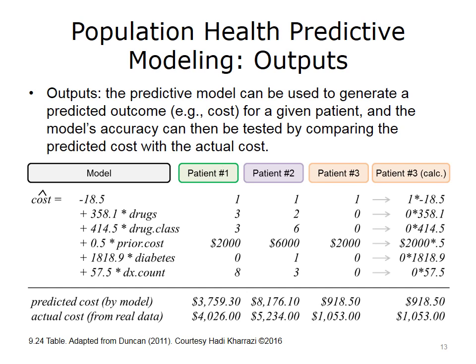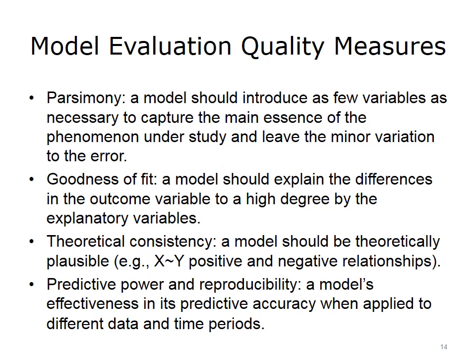Now, if the actual cost of all these patients is available, you can compare the predicted cost with the actual cost and evaluate how well the model is performing. For example, for patient 3, the predicted cost of $918.50 is lower than the actual cost of $1,053. Population health models need to be evaluated frequently to ensure high power and accuracy.